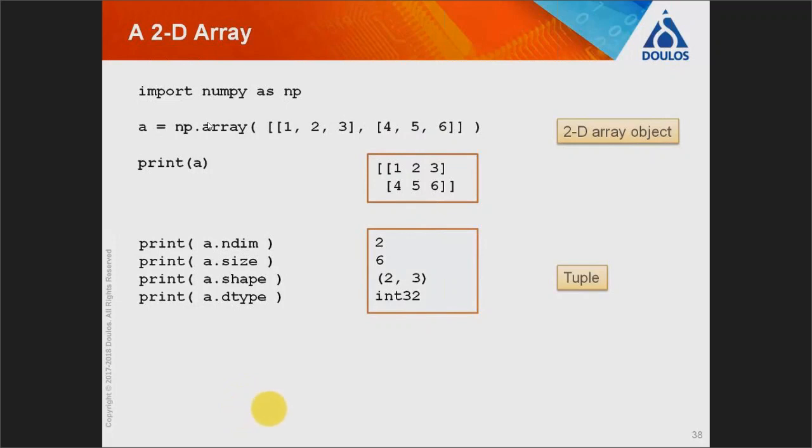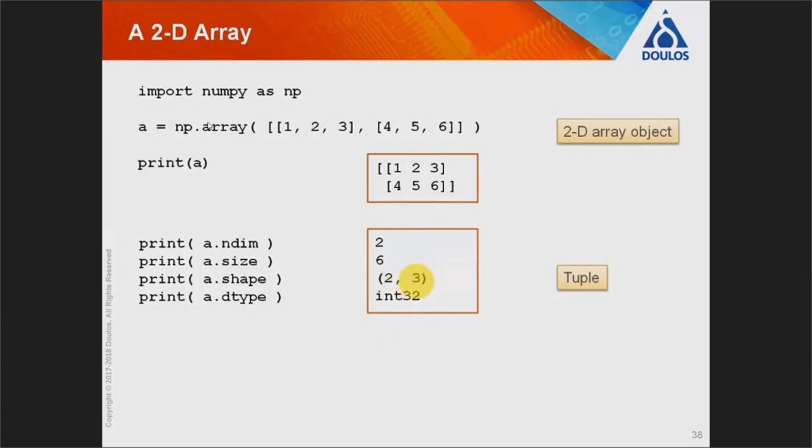NumPy arrays are structured in a particular way. A NumPy array has a number of dimensions, 2 dimensions in this case. It has a size, which is the total number of elements in the array. It also has a shape, which is the number of elements in each dimension. So here we've got an array that contains 2 rows and 3 columns. So its shape is 2, 3.